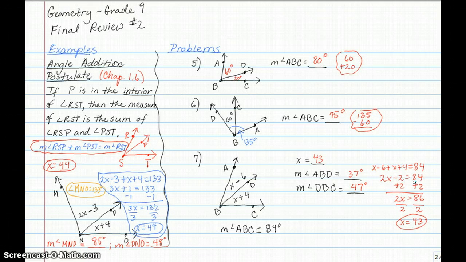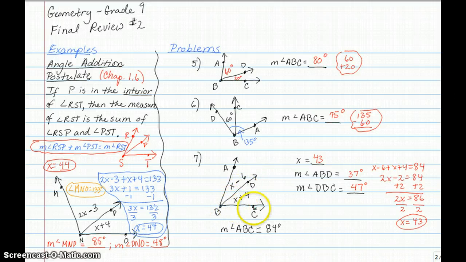Use your addition property of equality to create an equivalent equation. So you have 2x equals 86. Divide both sides by 2, which will isolate the variable x, and you will get x equals 43. So that's the first part. But then you needed to find ABD. 43 minus 6 is going to be 37 degrees. So ABD is 37 degrees.